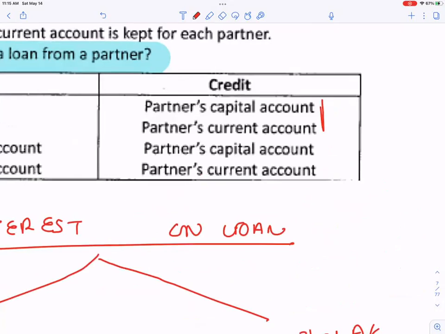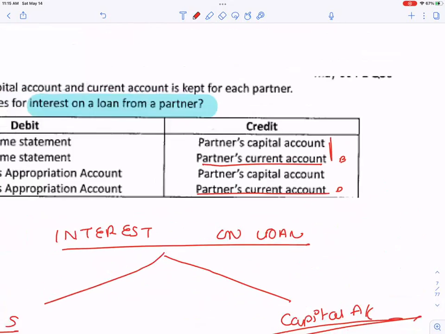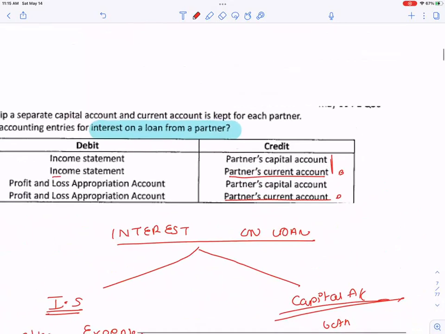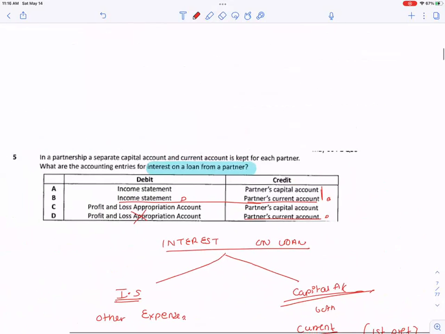Which side will current account be? Credit side. So either it could be option B or option D. Now where does it appear on the debit? Income statement. It does not appear in appropriation account. Please be very clear. So the answer is option B.